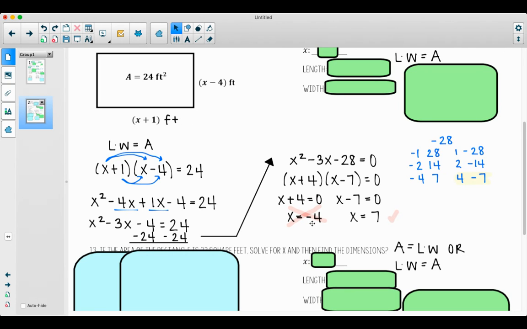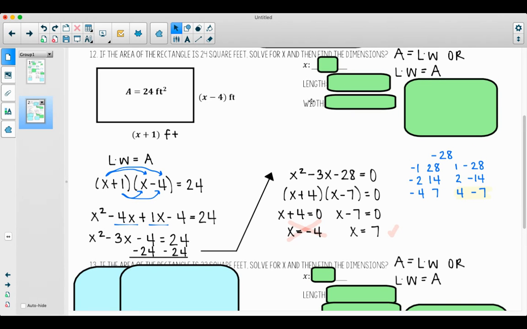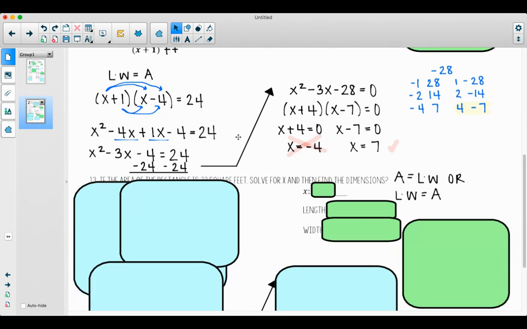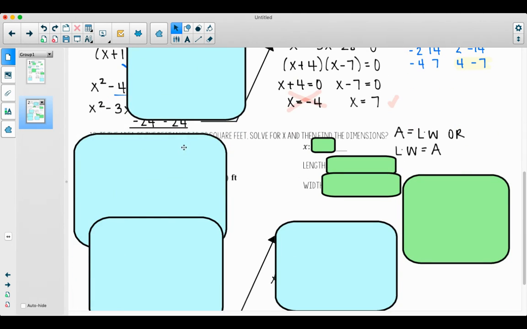If we think about this application problem with a rectangle, let's figure out why I put a cross of x through this negative 4. If I plug in negative 4 for x, I get a negative number for both the length and the width. And I can't have a negative number when I'm talking about length and width. Whereas if I put in 7, I get a positive number for both. So that means that x is going to equal 7. The length is going to get me 7 plus 1, or 8 feet, and the width is going to get me 7 minus 4, or 3 feet. As a last check, I know that 8 times 3 does in fact get me to 24. So I'm going to have you try the next one on your own, and then we'll check it.